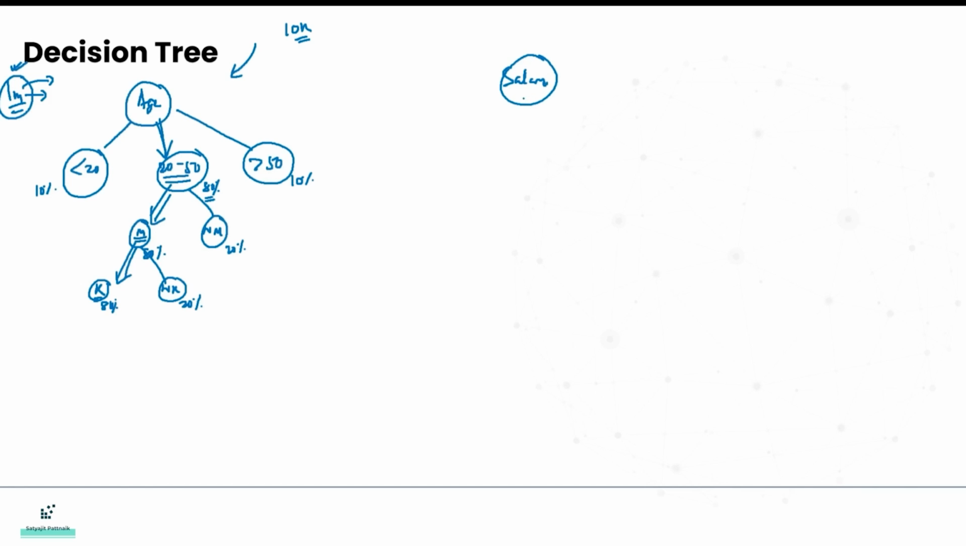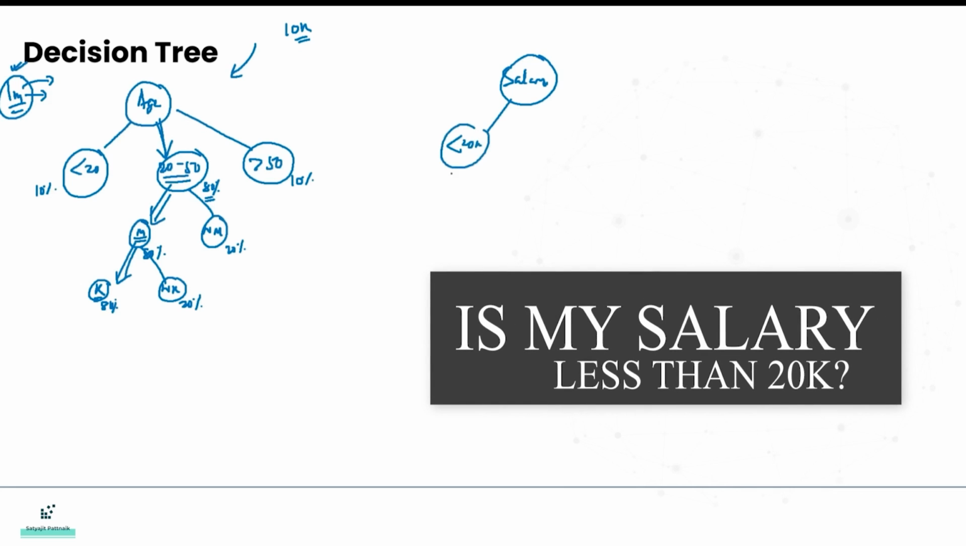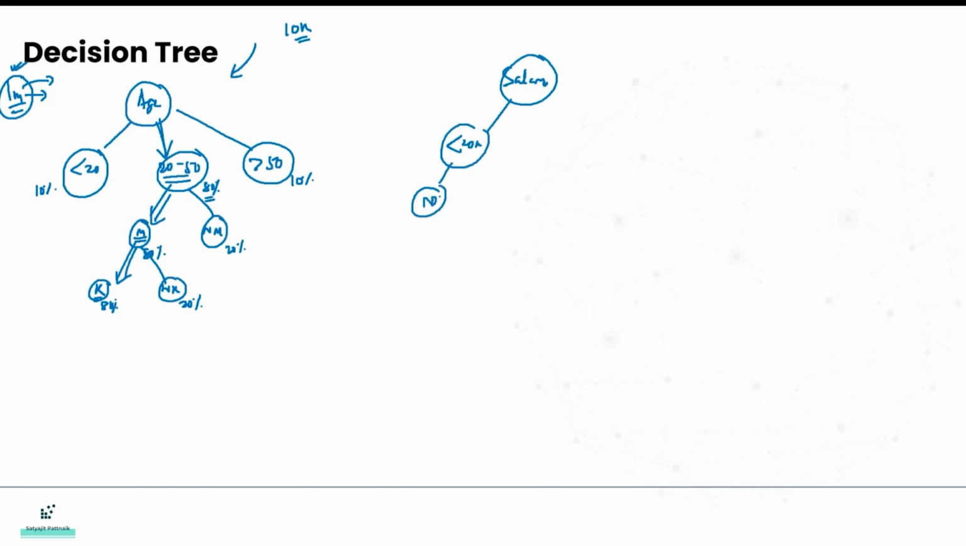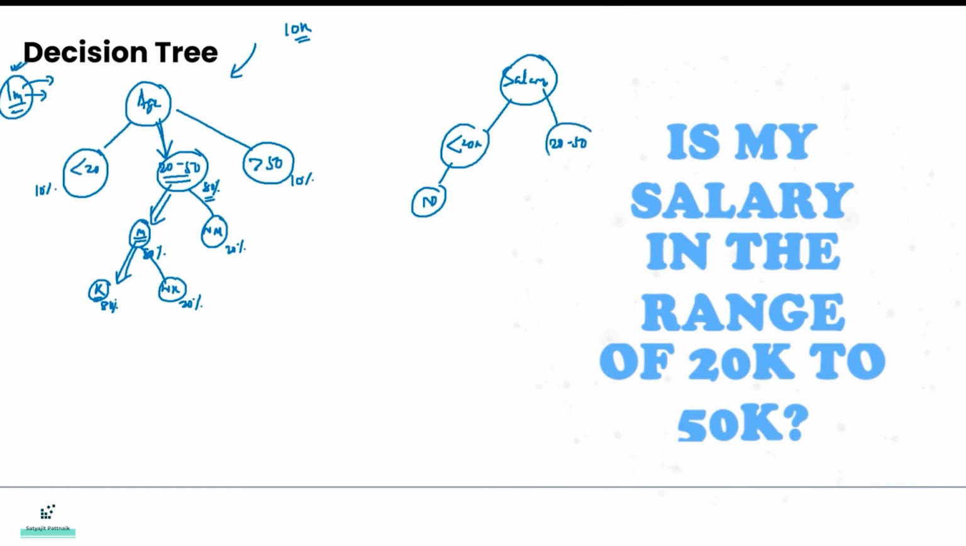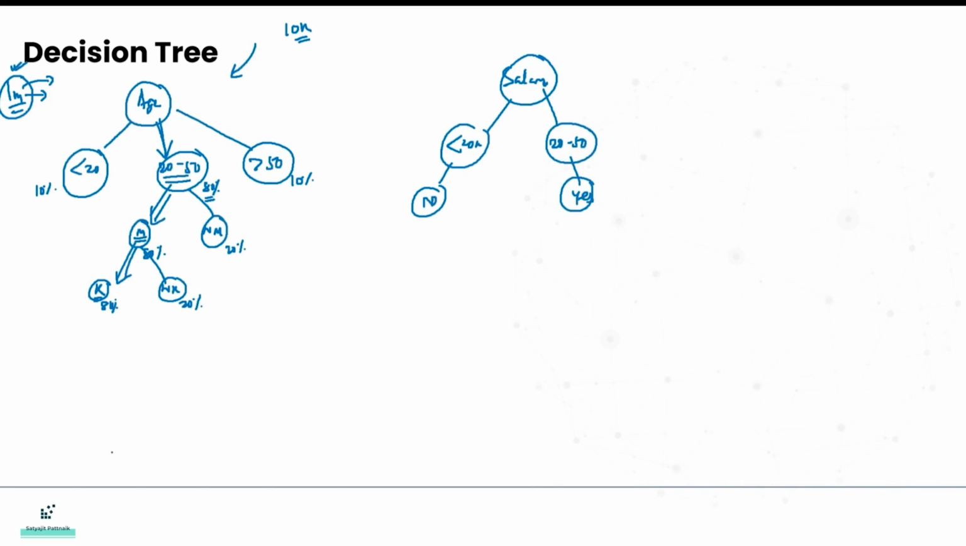But in our head, whenever we get a new job, we usually think about salary first. Is my salary less than 20,000? If yes, I will directly reject the job. I will not take the job. Is my salary in the range of 20 to 50? Then probably I will definitely take the job. Or it's up to you whether you will take the job or you want to think about some other features. Let's say here you want to think about other features. And if the salary is greater than 50, I will definitely take the job.